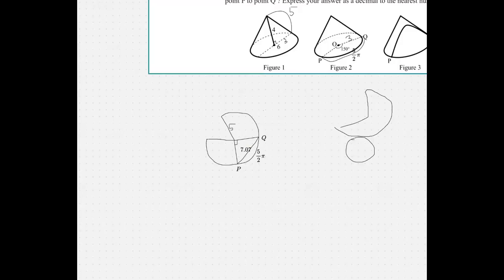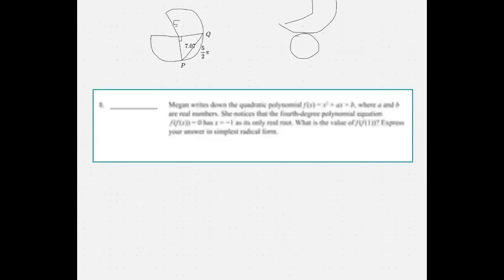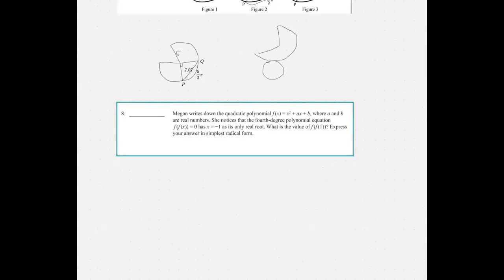Okay, does anybody know how to do number 8? Did anybody solve it? I guess I'll just do it myself.